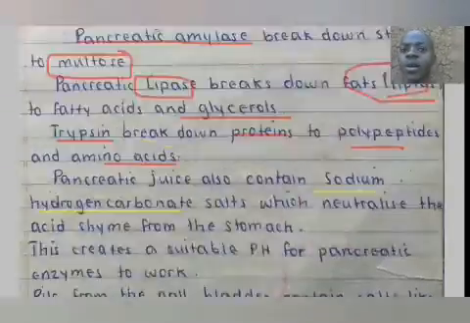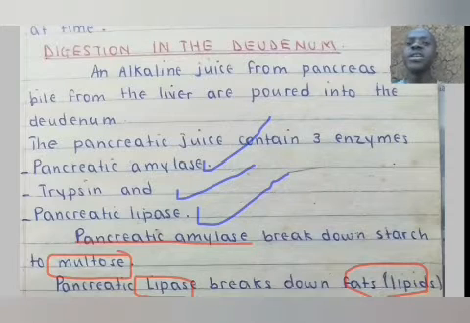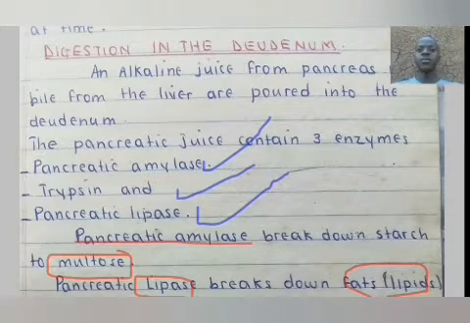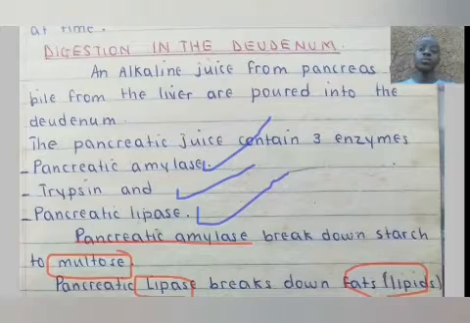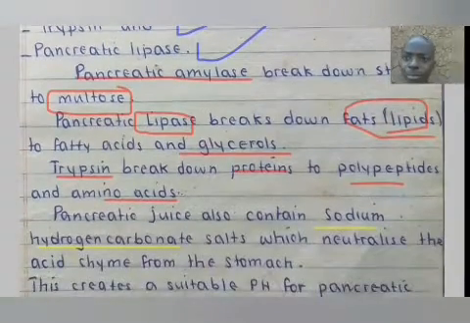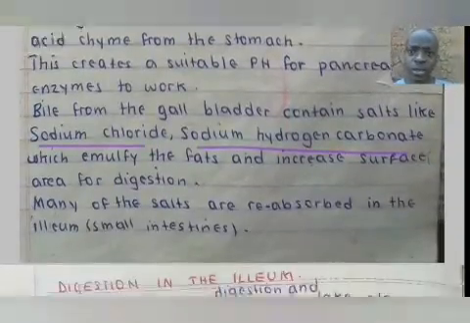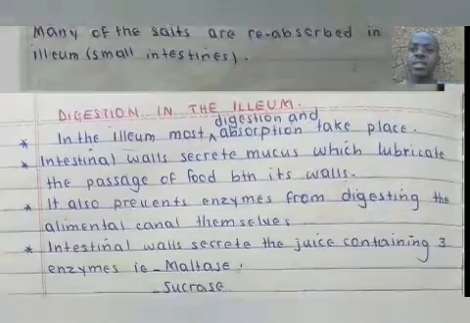Sometimes they can ask you a question to describe the digestion process in the duodenum. When you get such questions, you have to describe these enzymes, where they come from, and what each enzyme does, plus the sodium hydrogen carbonate. That is how the question is answered.